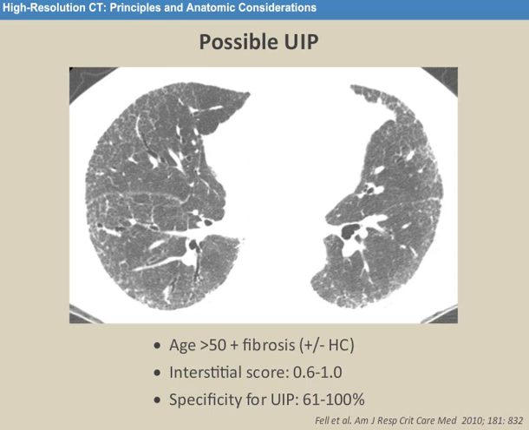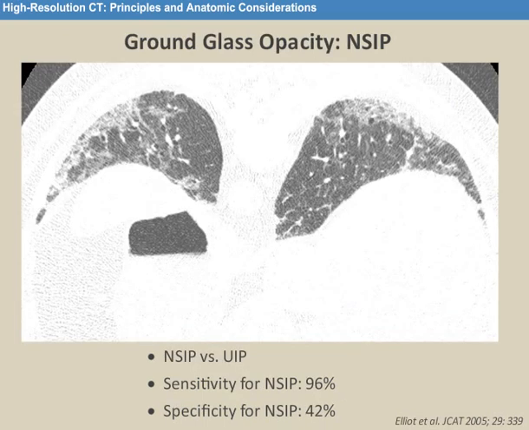I would have to say that's not our experience because we see a lot of hypersensitivity and a lot of connective tissue disease. But in that article, an interstitial score of 1, which correlates to about reticulation in every lobe, had 100% specificity for UIP. And so there's some controversy as to what a possible UIP pattern means, but still, these patients will almost always get a biopsy if they can get one. Ground glass opacity, a finding that is inconsistent with UIP. One of those features that we say, okay, well, it's favoring NSIP.